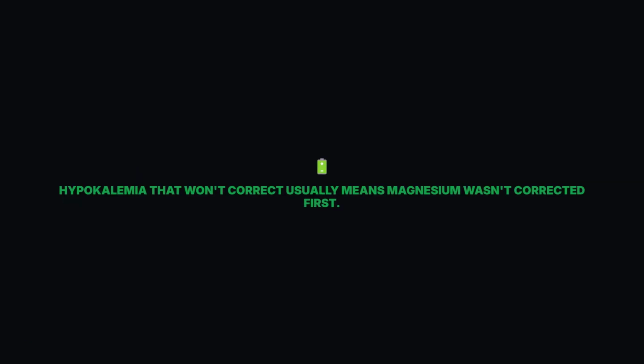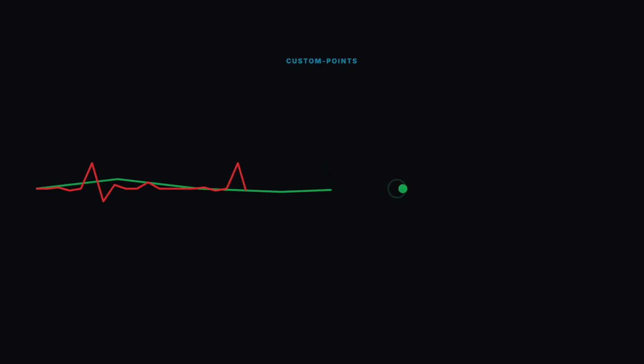Refractory hypokalemia that won't correct despite aggressive repletion has one usual suspect: unmeasured or under-replete magnesium. ECG changes in hypokalemia are subtler than in hyperkalemia: flattened T waves, ST depression, and the classic U wave, best seen in the precordial leads as potassium drops below 3.0.